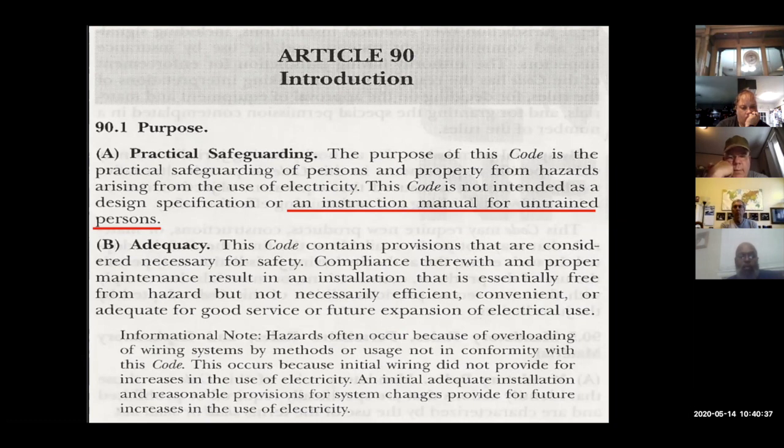This occurs because the initial wiring did not provide for the increase in electricity. An initial and adequate installation and reasonable provision for system changes provide for future increases in the use of electricity. Now, this is an informational note. It is not a law. This is saying, hey, pay attention. Go ahead and add a little bit to it, but you don't have to. Informational notes are not law. They're just good ideas and thinking that jog our minds a little bit and help us as we go along to understand some things.